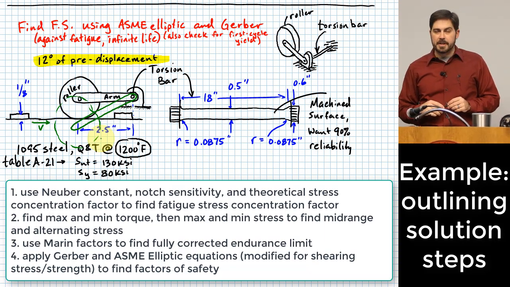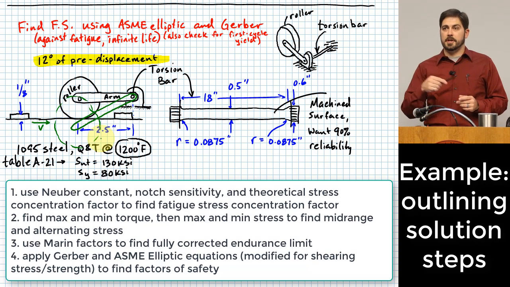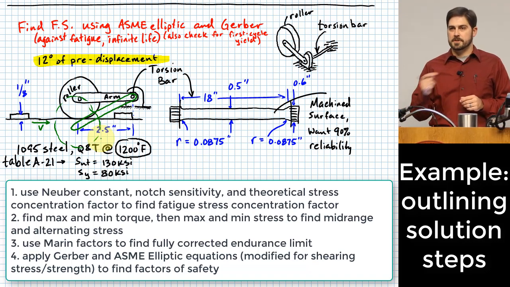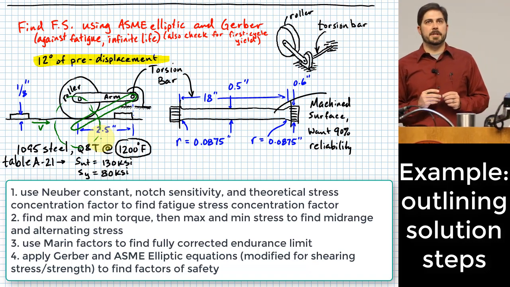Okay, we probably need to get some Marin factors to adjust our fully adjusted or fully corrected endurance limit. So I agree that that's one of the things that we're going to need to do. What else are we going to do?